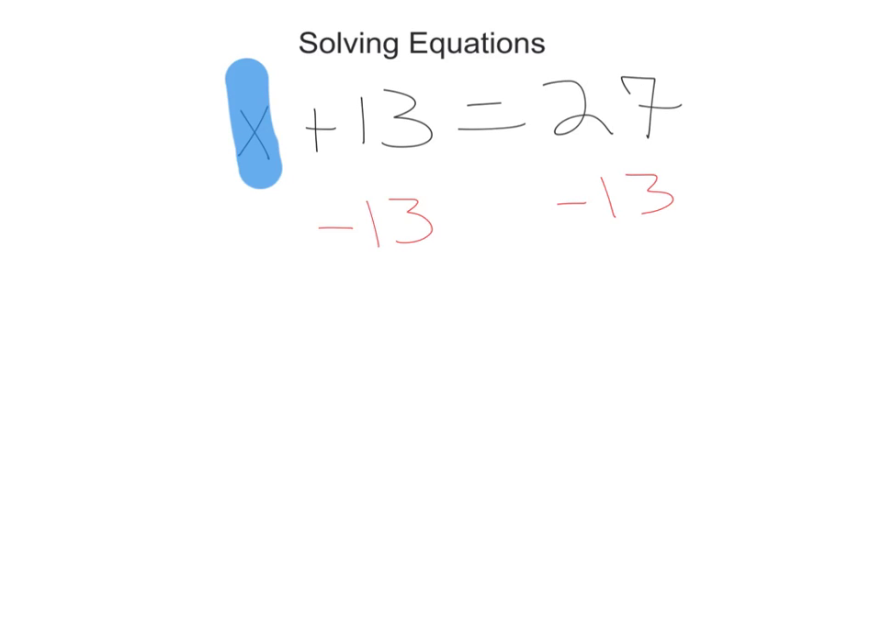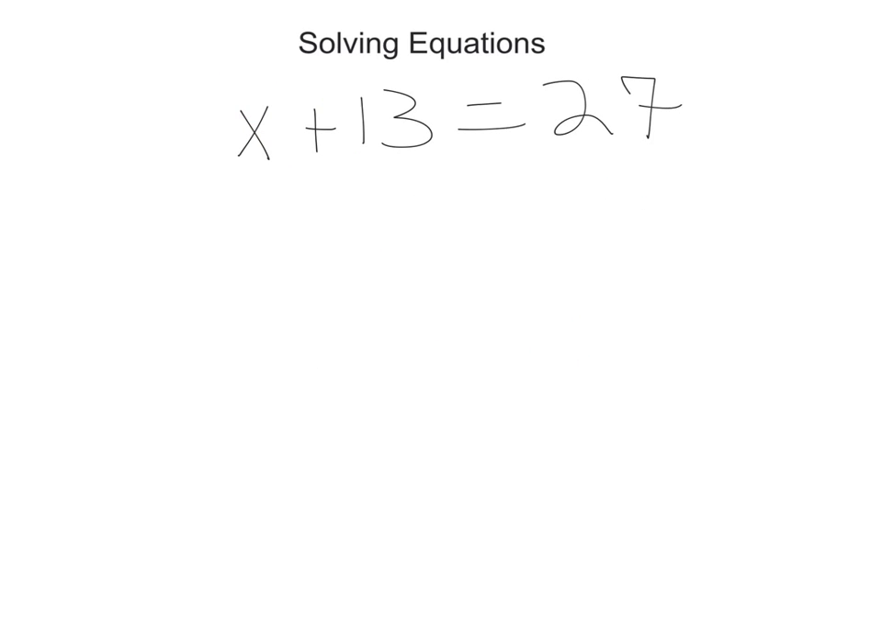13 minus 13 cancels out. We're left with x equals 27 minus 13, which is 14. So we've solved the equation for the variable x, which equals 14. We've isolated that variable, and then we should check to see if that's correct.